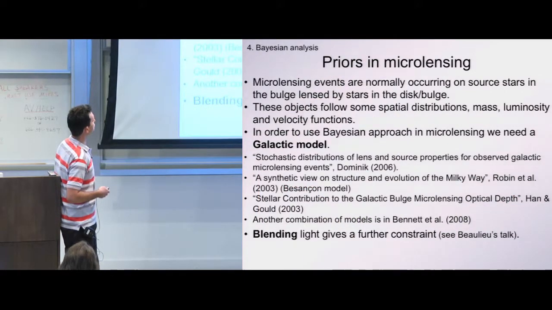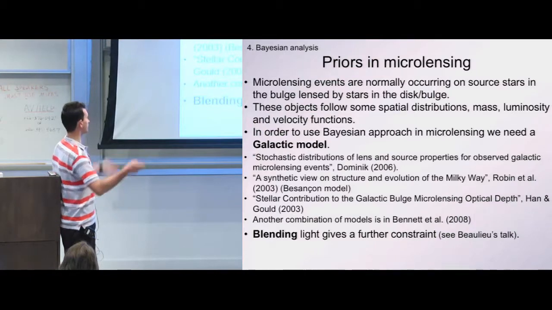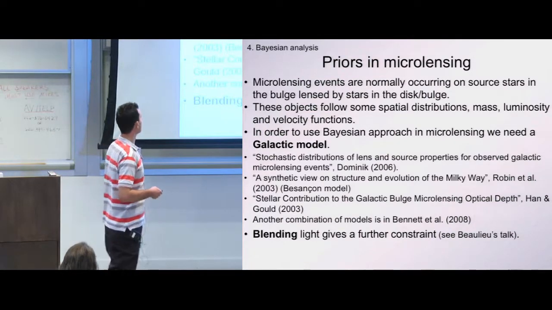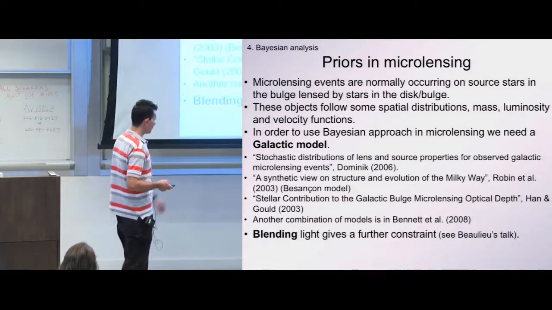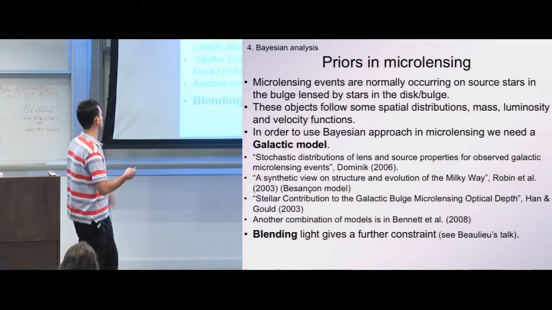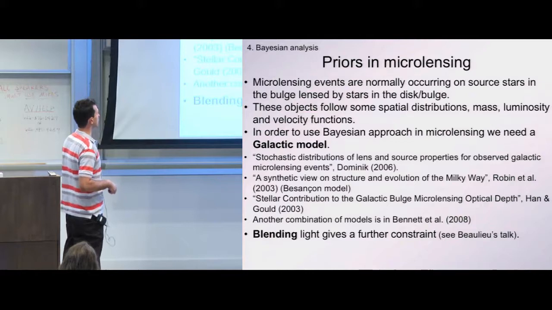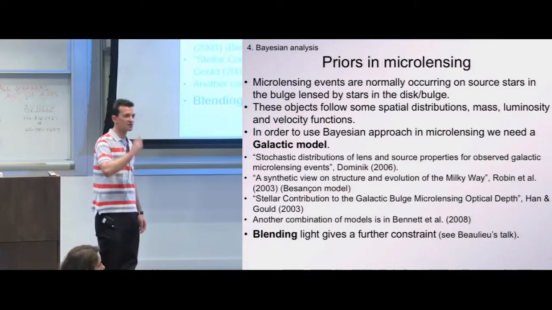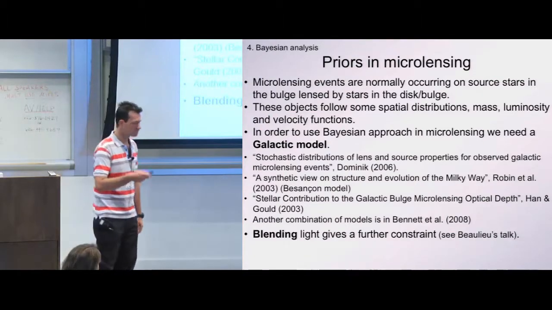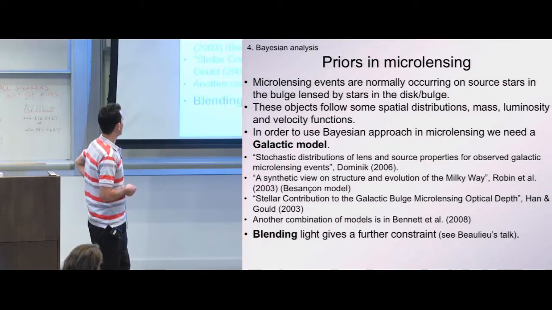Okay, how do you choose priors for your microlensing fit? At this point, you must use information from some galactic models. So there are several choices. Here is just a list of references. You can check Dominic, the Besançon model by Annie Robin. She will probably speak about that later.